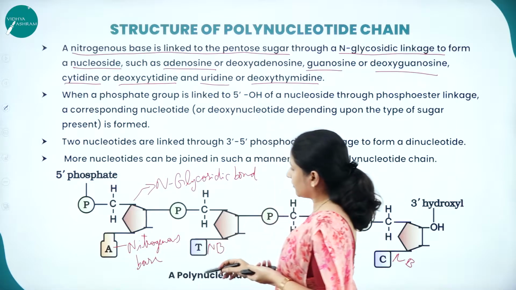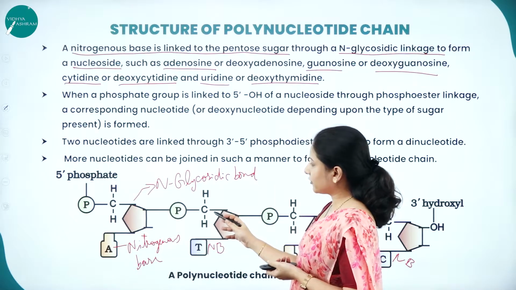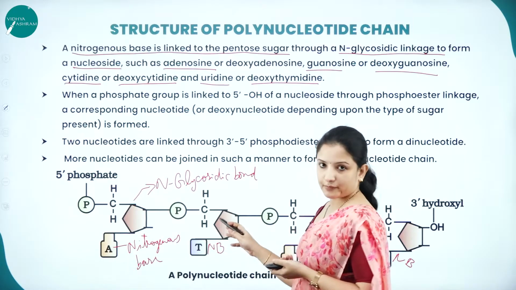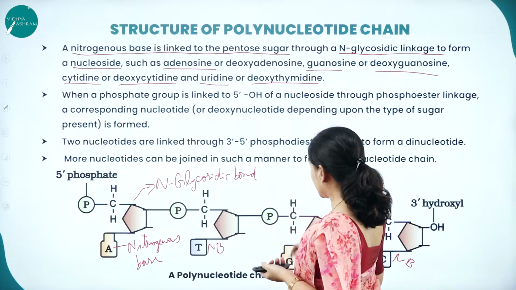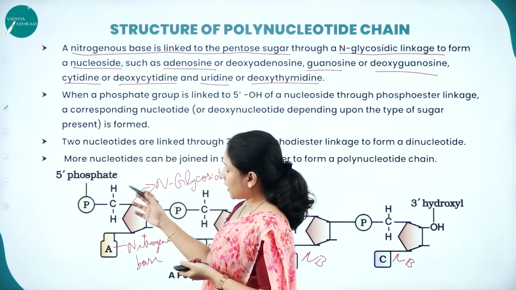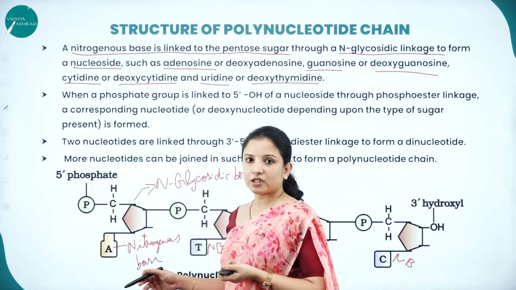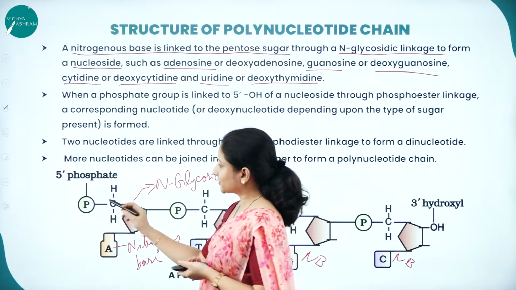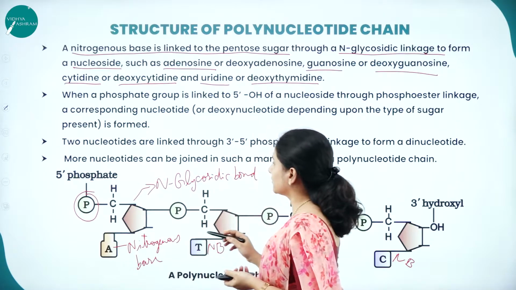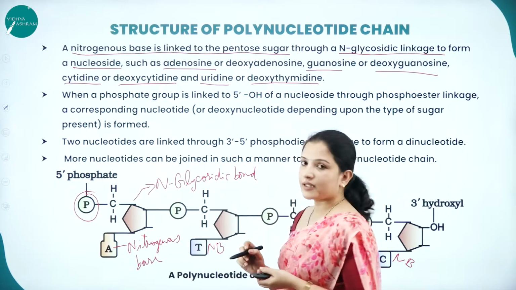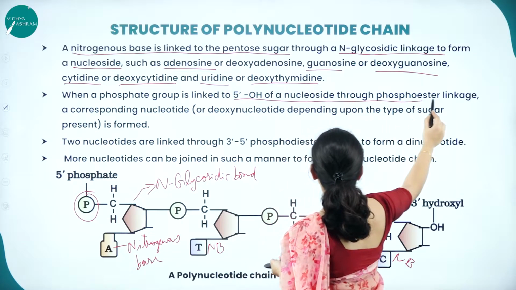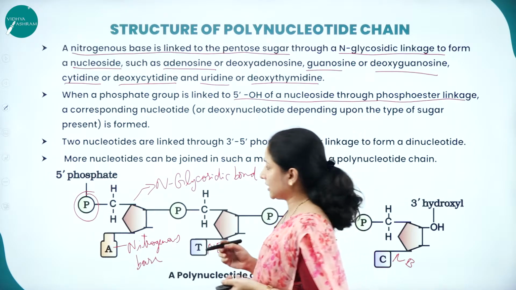So everywhere thymine is linked by N-glycosidic bond to this particular pentose sugar, deoxyribose pentose sugar, similarly guanine also, similarly cytosine also. Now, are only these two present in this particular nucleotide chain? No, a phosphate group is present, right? How is this phosphate group linked? The phosphate group is linked to the 5' OH of the nucleoside through a phosphoester linkage.